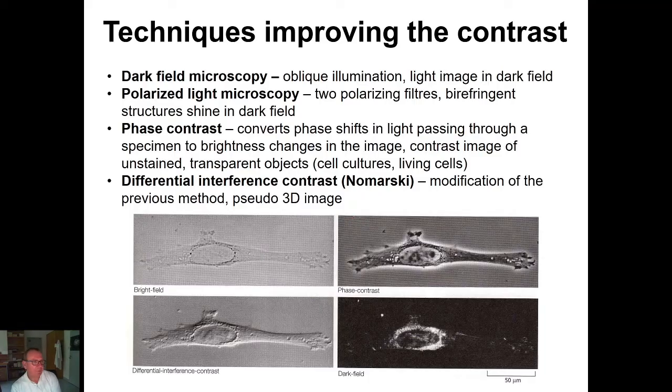If we want, we can improve the contrast of our picture by using special objectives, special condensers, special filters. So there are several methods how to improve contrast in light microscopy, mostly in situations where the contrast of the specimen isn't good naturally, like in microscopy of living cells, not in histology.